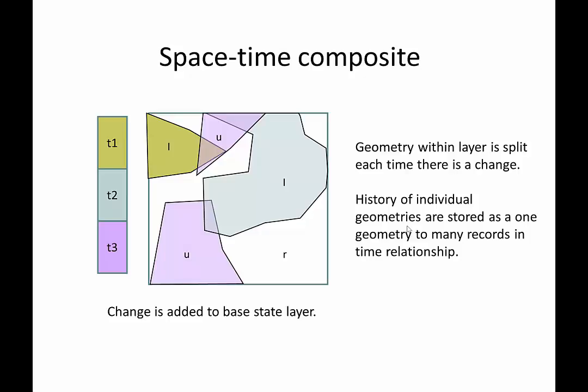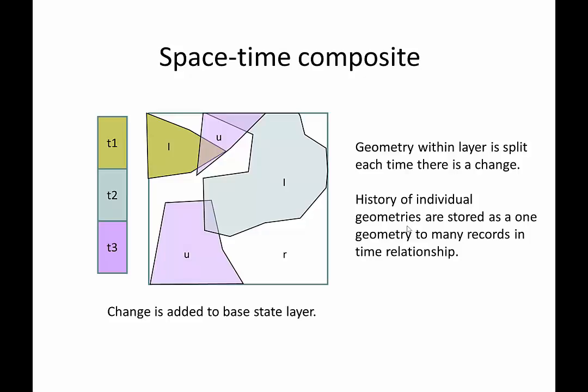So if we want to know what's happened in this area here, we have to get the state at this point in a particular time, then we have to get the timestamps for each of the polygons, then run through the sequence, get them into sequence to see what the condition was at the time that we're interested in. So in this case, change is added to the base state layer all the time.